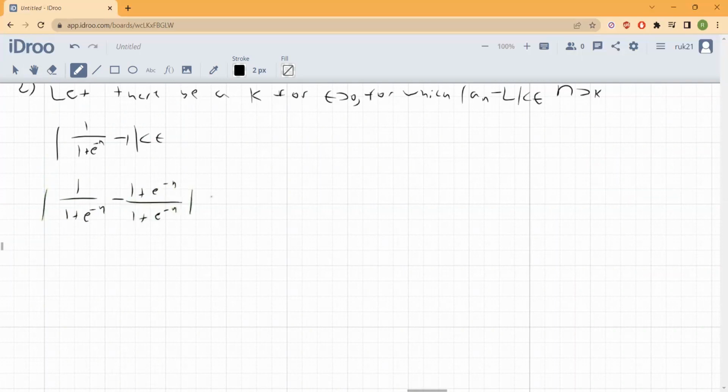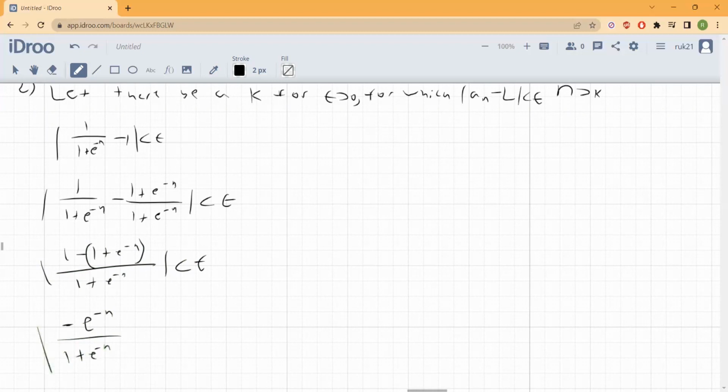Absolute value of that is smaller than e. Next, we're going to go 1 minus 1 plus e to the negative n over 1 plus e to the negative n, absolute value that is smaller than epsilon. That then simplifies just to e to the negative n, and it's actually negative. I'm sorry, there had to be brackets here, so it's going to be negative e to the negative n over 1 plus e to the negative n. Absolute value of that is smaller than epsilon.